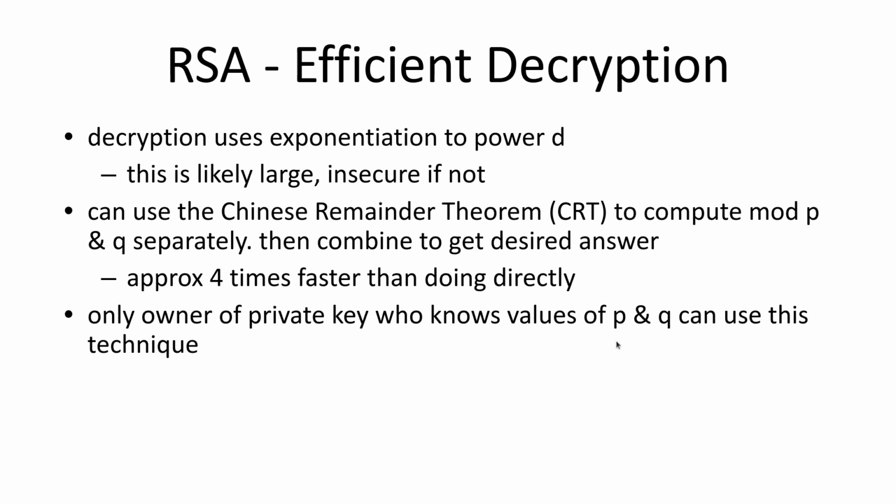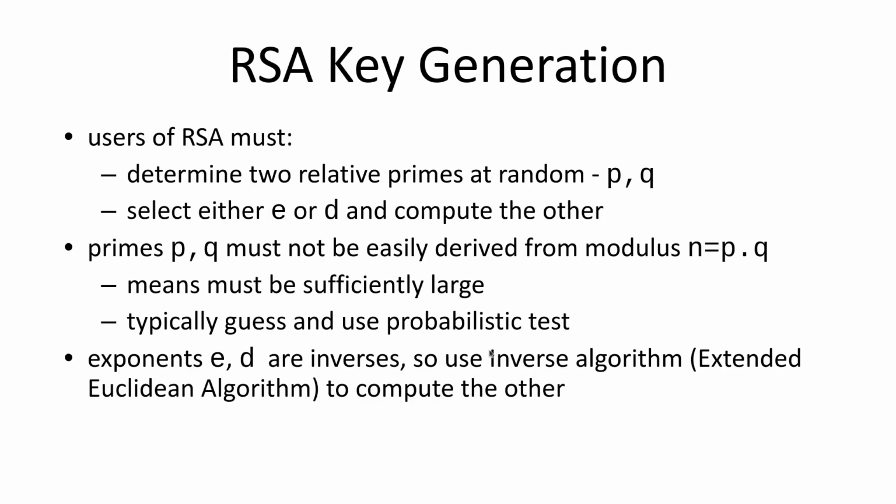Okay. Random numbers can also be selected. The algorithm can do it by itself, but still, unless p and q can be factorized from n, it is not possible to break the security of RSA. So users of RSA determine two relative primes, and e or d is selected, and the inverse is computed for the other.